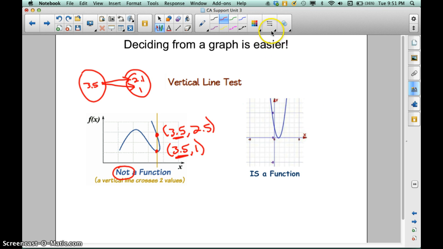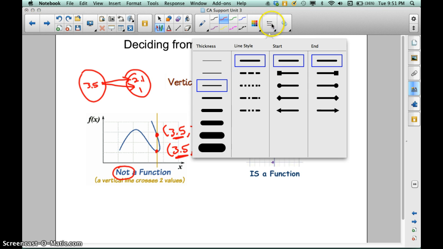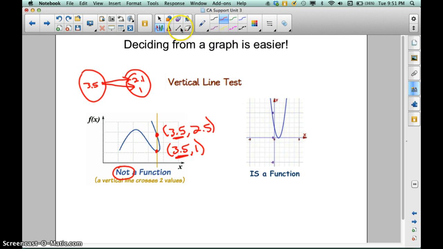This one is a function. Notice that I can make a line. Let's make like a pink line. And it's vertical. And I can move that line around, and anywhere I move it, it's only going to touch my graph at one place. And so this passes the vertical line test. It is a function.